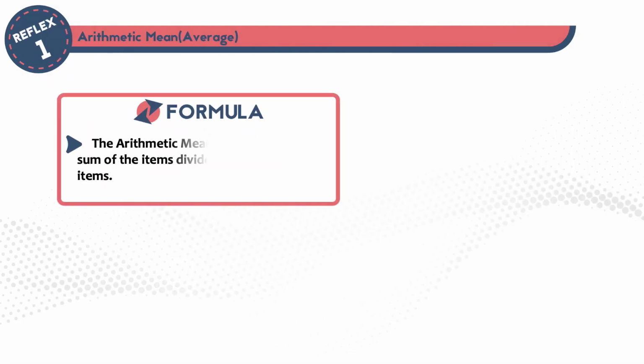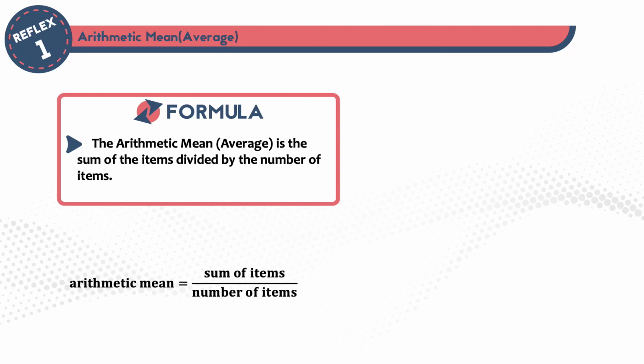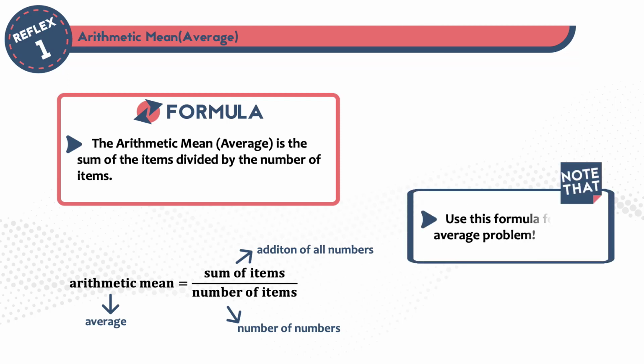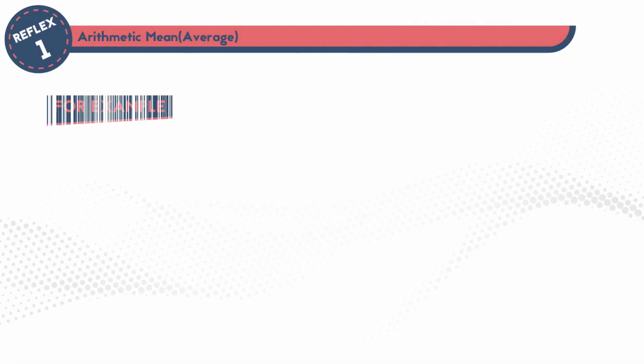And here's the formula to calculate the arithmetic mean or the average. It is the sum of the items divided by the number of items. Remember, arithmetic mean refers to the average, and the sum of items means the addition of all numbers in that set, whereas the number of items refers to the number of numbers or elements in that set. And finally, remember, use this formula for every average problem. It is super important. Let's do an example here.